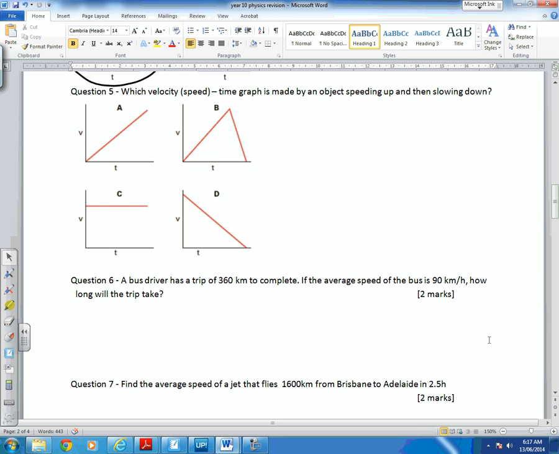Question 5, which velocity or speed time graph is made by an object speeding up, then slowing down? We need to look at something that's got an increasing speed, so that's A, but then also a decreasing speed, so D's got a decreasing speed, but B is the only one that has both an increasing and decreasing speed.